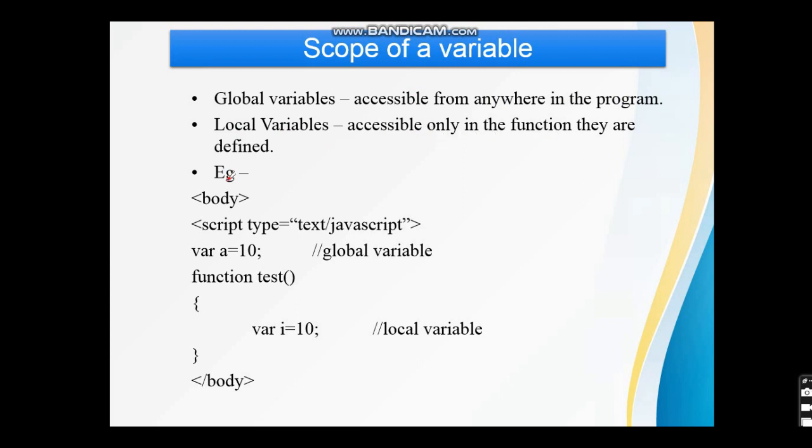Example: here you can see in the body element I have made use of global variable as well as local variable. So this variable i is local to this function test, okay, and this variable a is global to the entire document. So these are the scope of the variables.